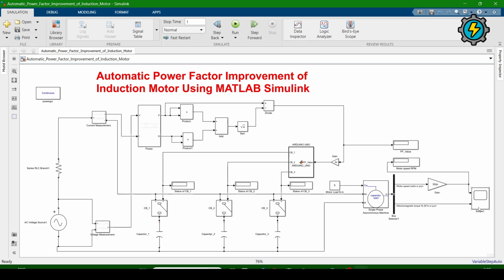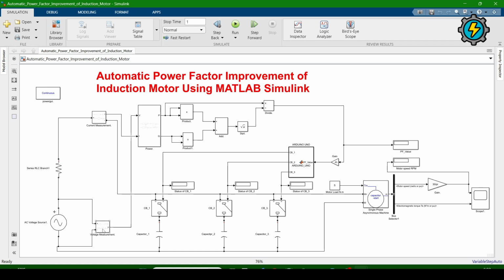And this scope will plot a graph between time with speed of the motor and torque, and this constant block will give the torque or load to this induction motor, and this combination of blocks will calculate the power factor. So we will understand how the power factor will be calculated in this simulation.